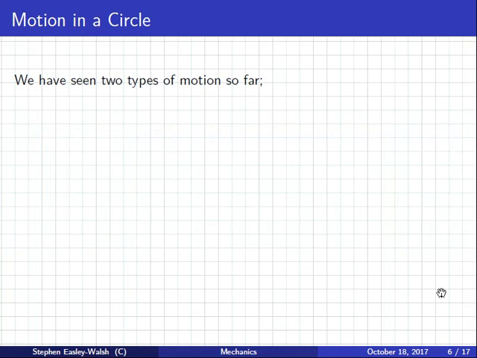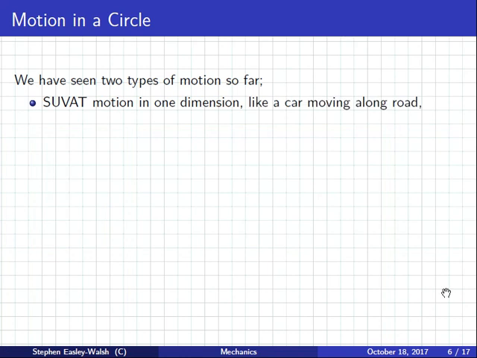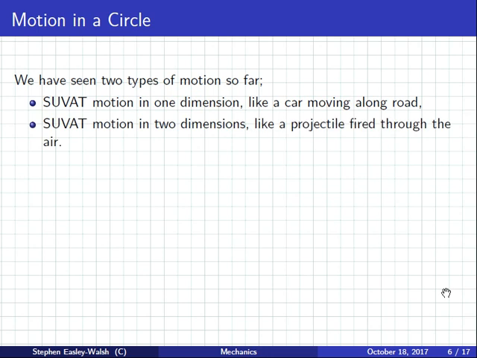We've seen two types of motion so far. The first one is motion in one dimension, and the second one? Yeah, motion in two dimensions.